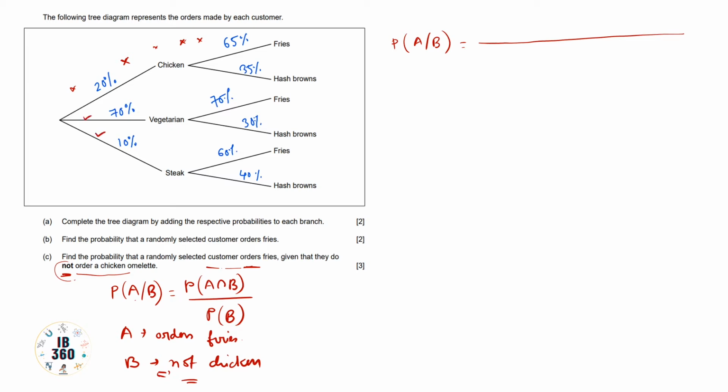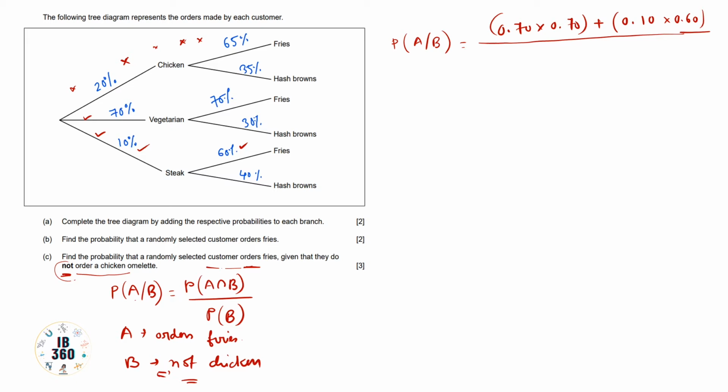So for these two branches, if we want to select one person who orders fries, there will be vegetarian 70% and of them 70% order fries, or steak 10% and of them 60% will order fries. So it is very easy. So above will be 0.70 into 0.70 plus 0.10 into 0.60. This is the first portion. And for P of B, that is not chicken, not chicken means this complete branch will be omitted. So for not chicken, only these two branches we will consider.